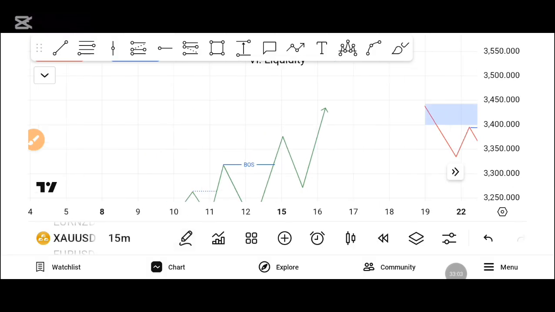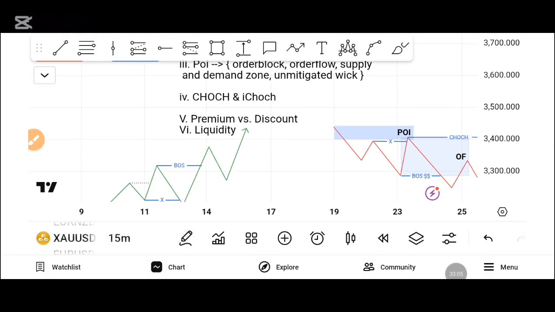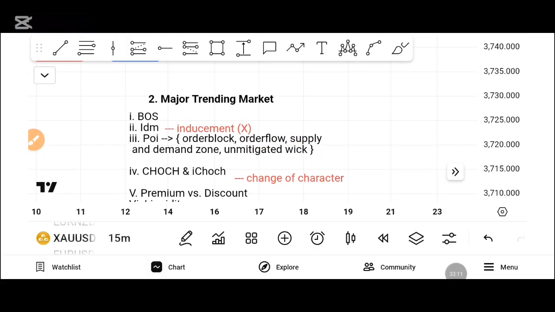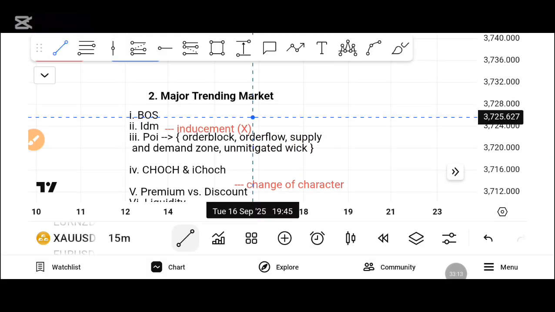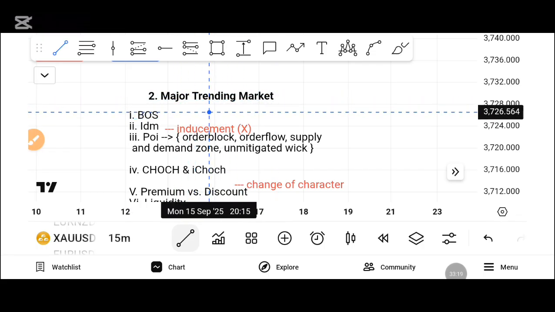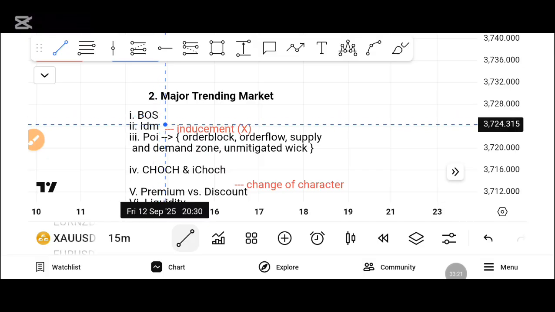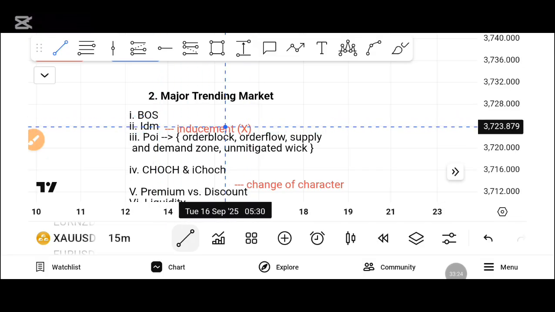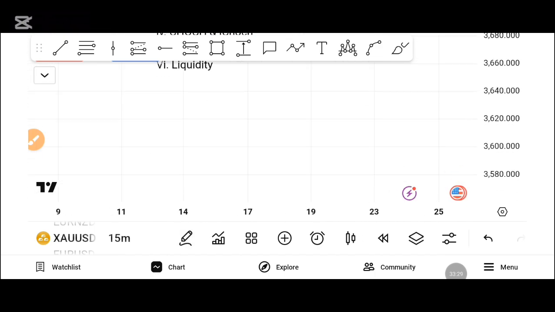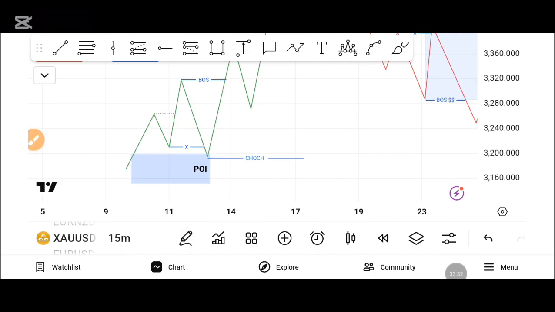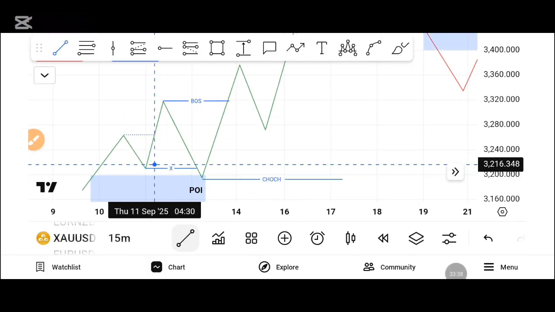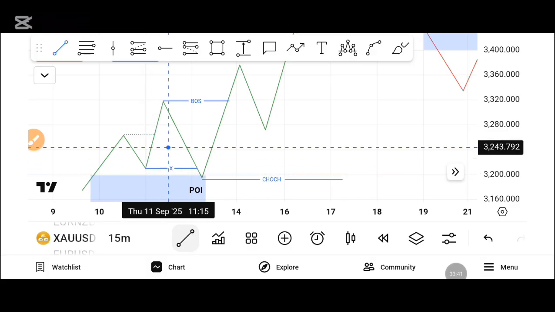We talk about inducement under a major trending market. I want to show you where the inducement is now. So this is the inducement. Your inducement is found below this low here.